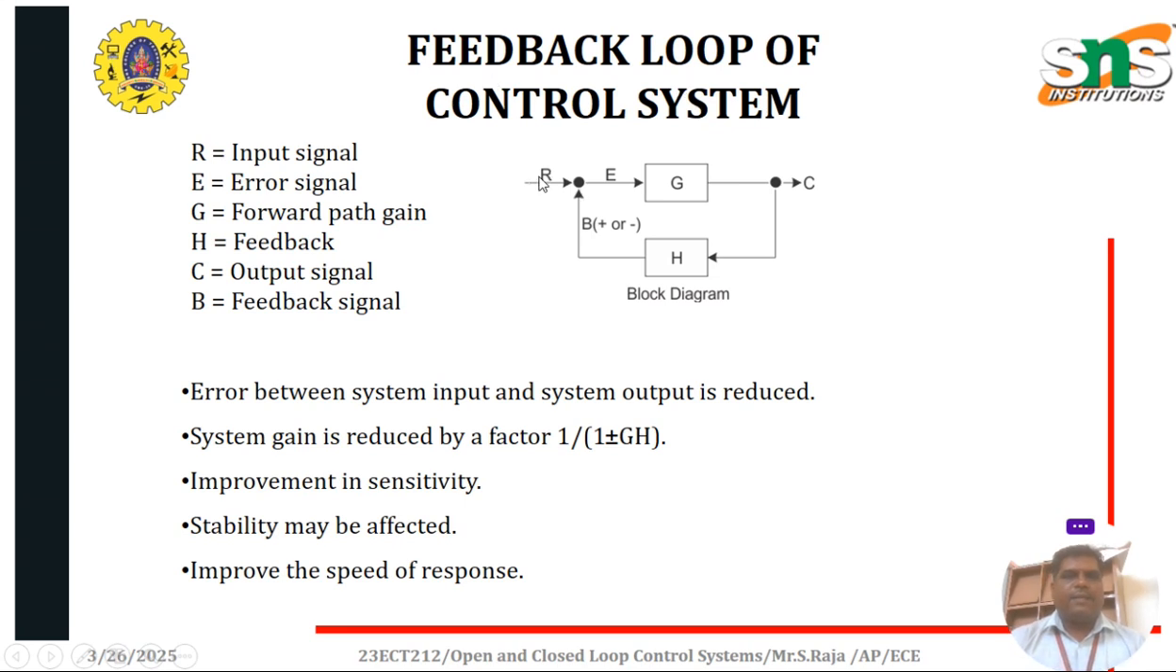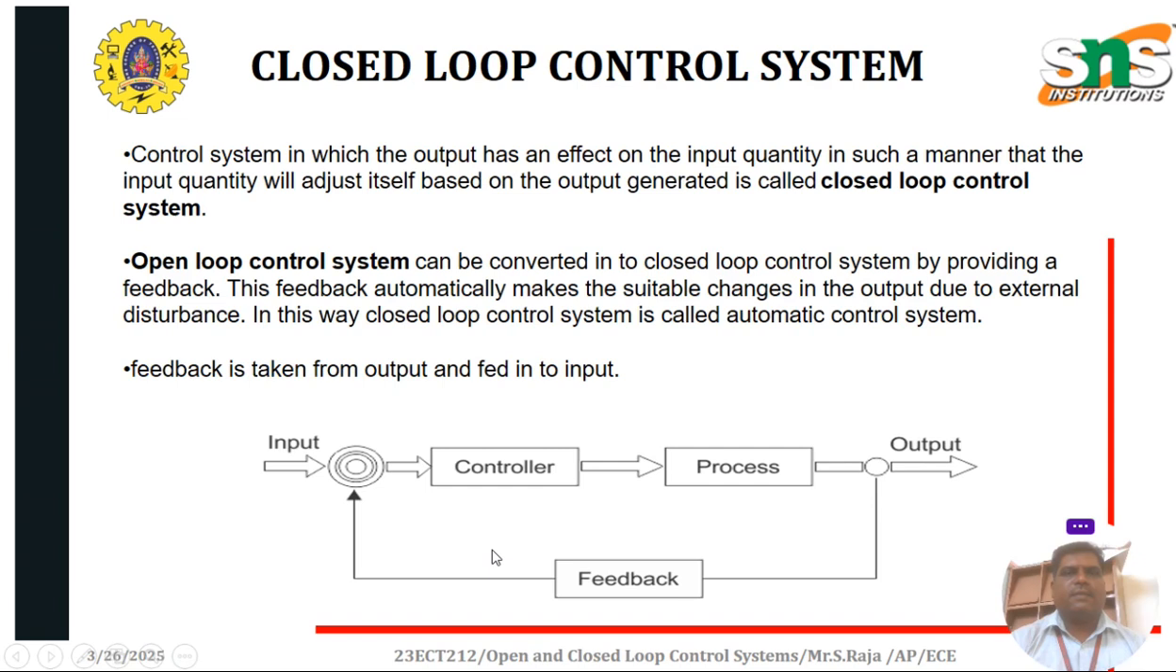In this figure, R is the input signal, E is the error signal, G is the forward path gain, H is the feedback, C is the output control, and B is the feedback signal. B may be either positive or negative. Error between system input and system output is reduced. System gain is reduced by a factor of 1/(1±GH). Improvements in sensitivity, stability may be affected, and speed of response is improved.